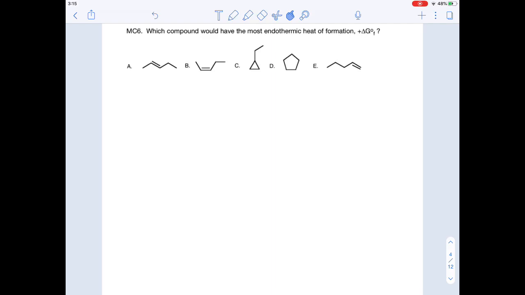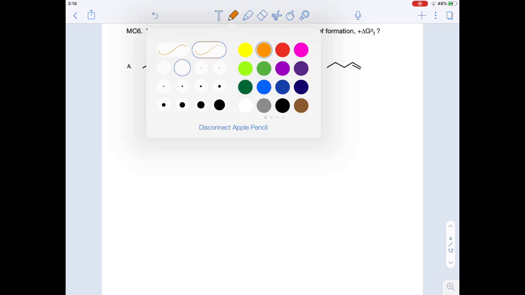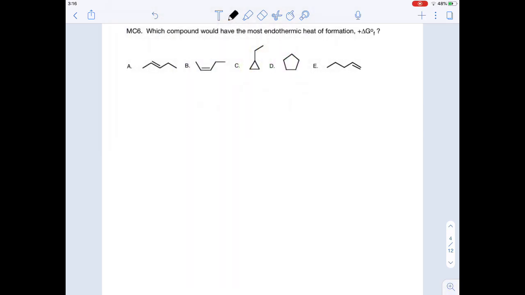Multiple choice 6 asks, which compound would have the most endothermic heat of formation, which is represented by delta G of F. So when you're thinking of heat of formation, the less stable a molecule is, the higher the heat of formation is going to be, or the more endothermic the heat of formation is going to be, because it needs a lot more energy to form unstable bonds. So I'm going to write that down.